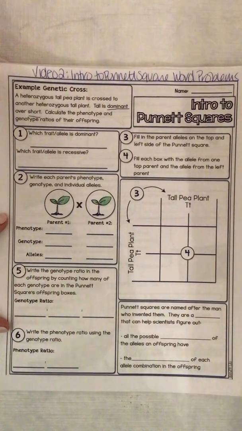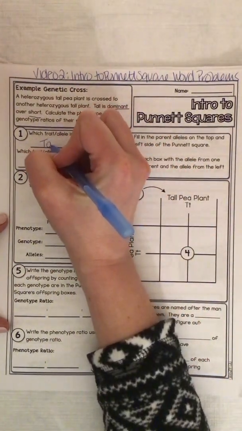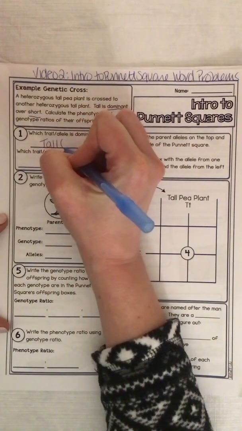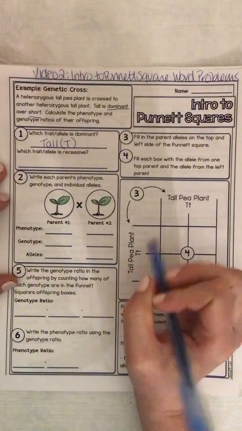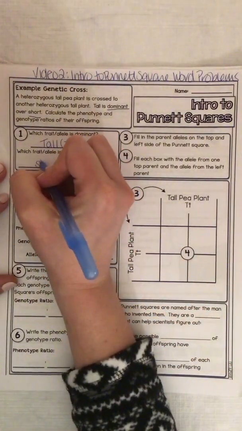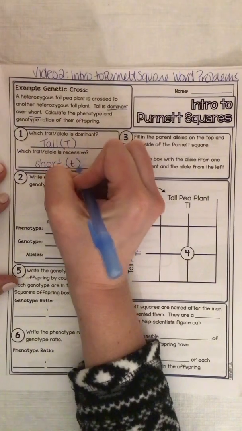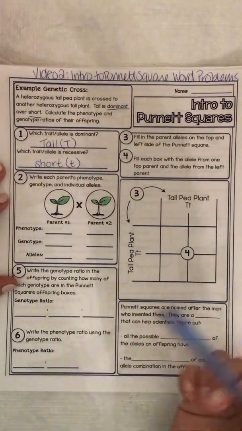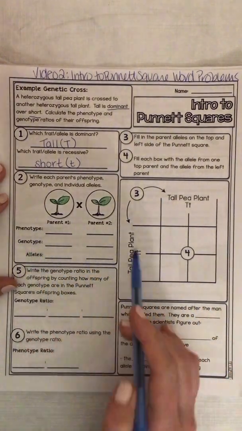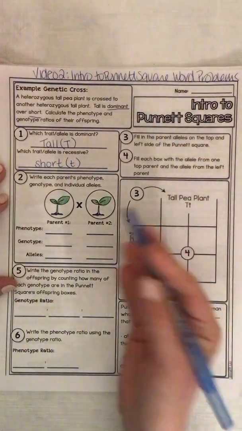So which trait or allele is dominant? We know that it's tall, and we need to assign a letter to go with that, so we're going to use the capital T. And then the trait or allele that is recessive is short, and we'll use the lowercase t. The next thing that we need to do is think about both parents. Both parents are tall, as indicated in our problem up here.